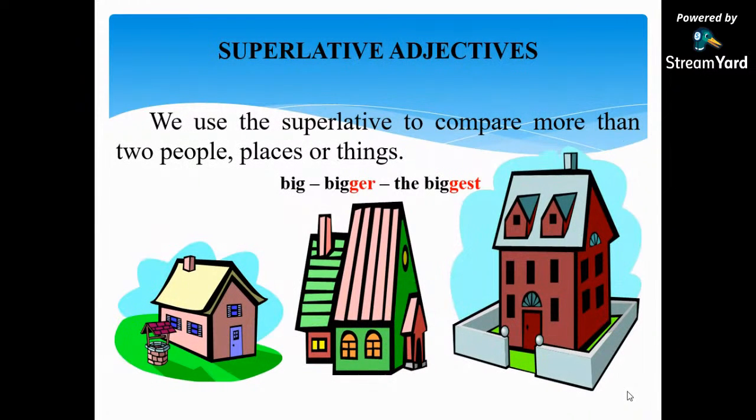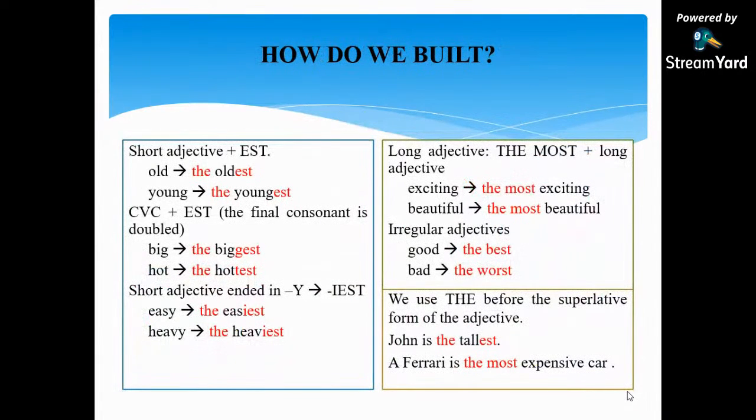Then we're going to continue with superlative adjectives. We use a superlative to compare more than two people, places, or things. For example, a big house, a bigger house, and the biggest house of the other ones that we already mentioned. Let's see how we build them. We have the same rules. First, we have to verify if we are talking about a short or a long adjective. Then we're going to see the different rules that apply with each one of them.